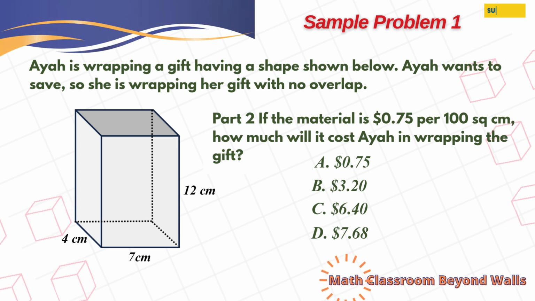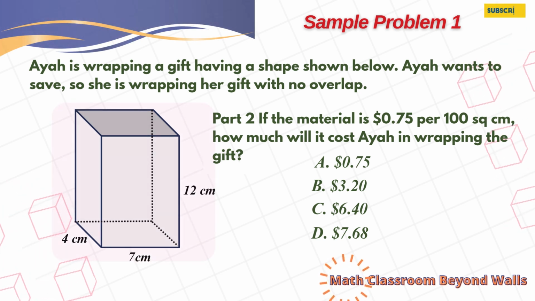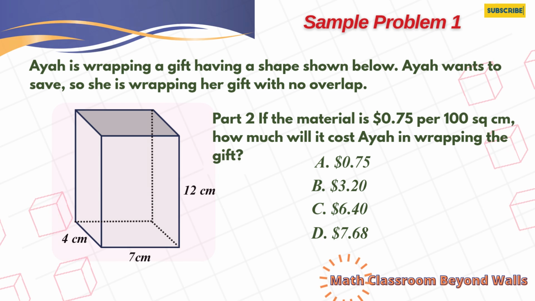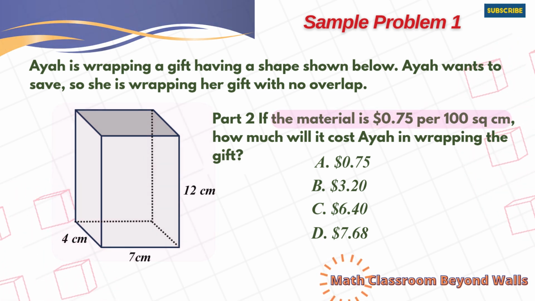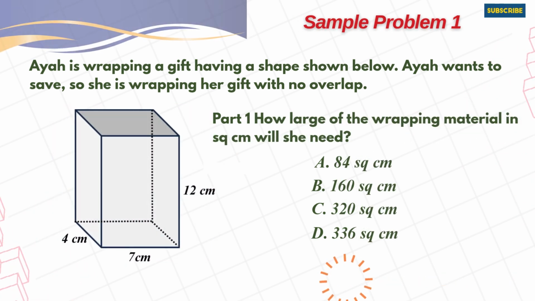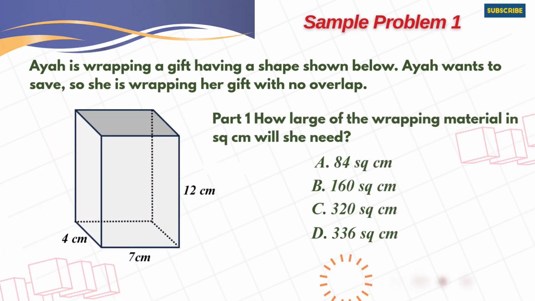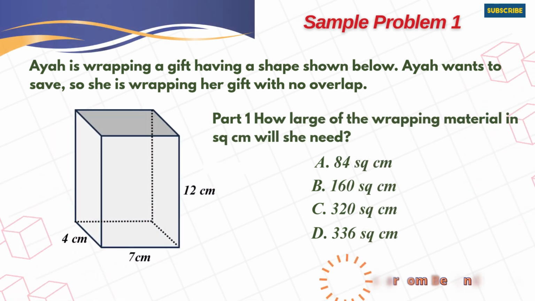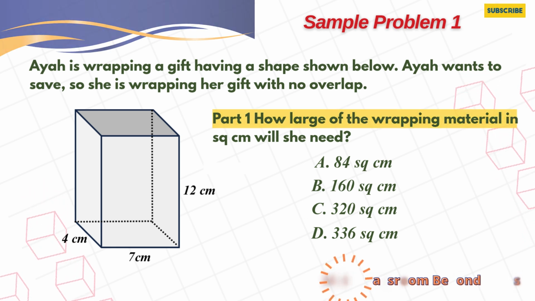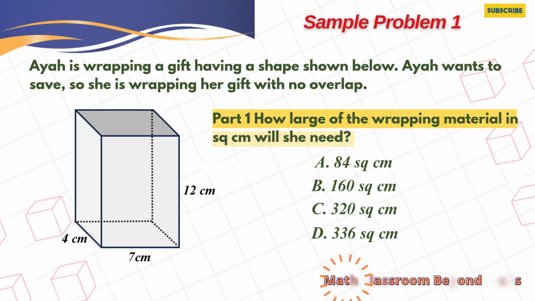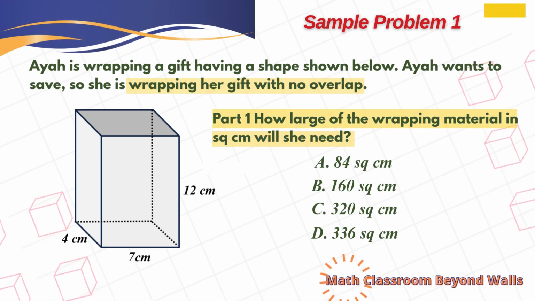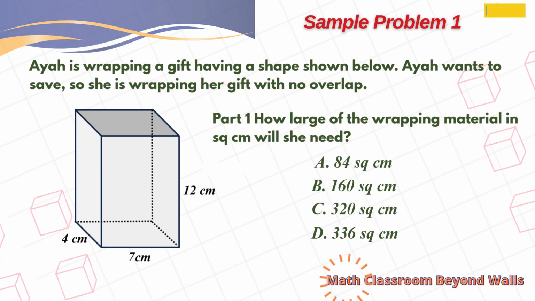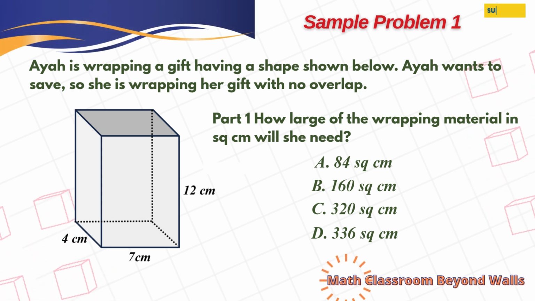What are given? We're given the figure of the gift with its dimensions and the cost of the wrapper per 100 square centimeters, which is 75 cents. Okay, so we start by solving part 1 first. Here, we are to determine how large the wrapping material in square centimeters will Aya need in wrapping her gift with no overlap. What of the box or the prism is this, learners?